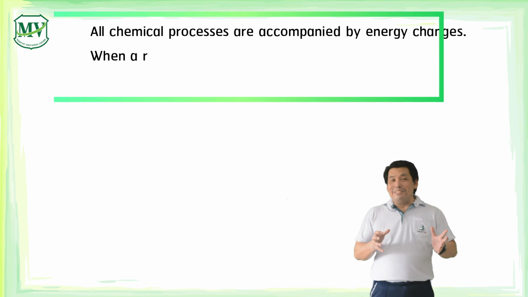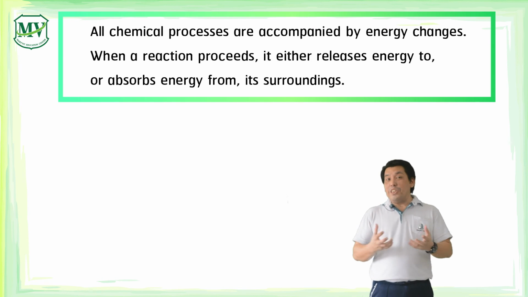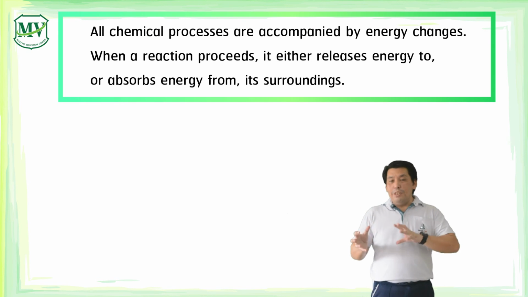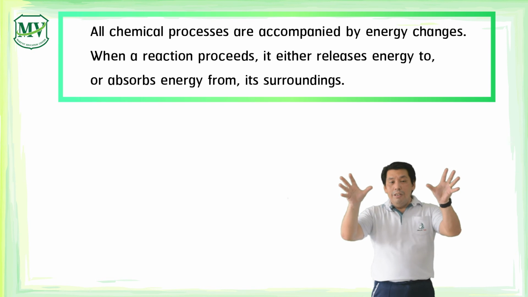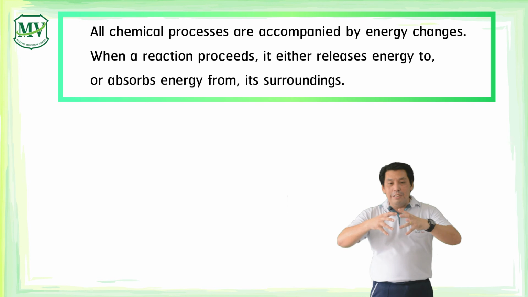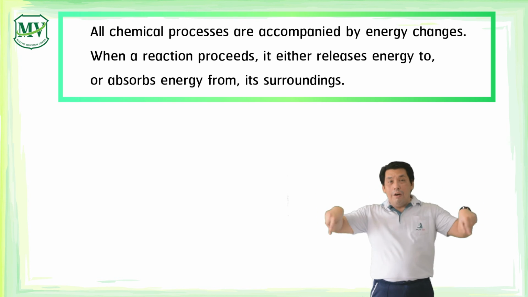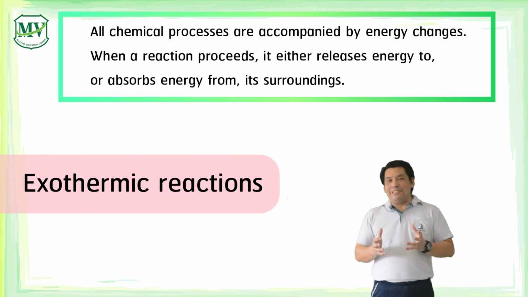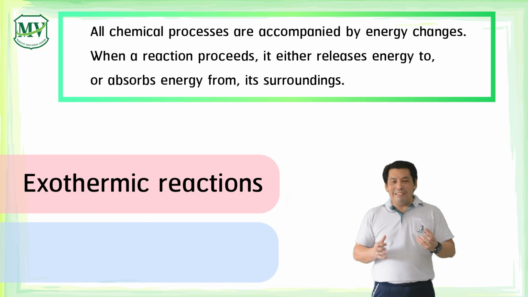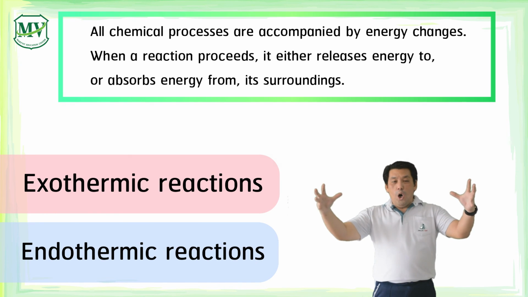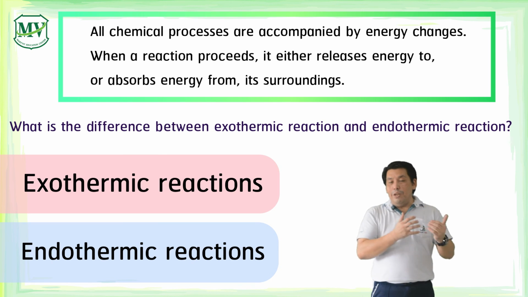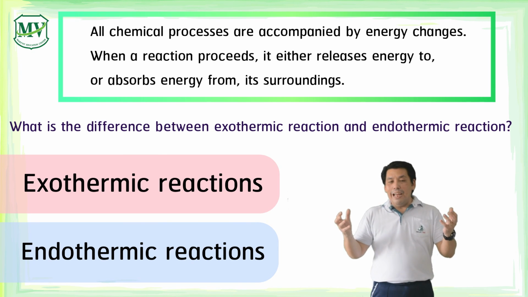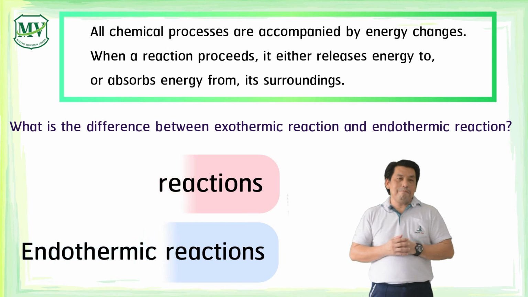All chemical processes are accompanied by energy changes. When a reaction proceeds, it either releases energy to or absorbs energy from its surroundings. Now, these two types of reactions are classified as exothermic or endothermic, respectively. What is the difference between exothermic and endothermic reactions?